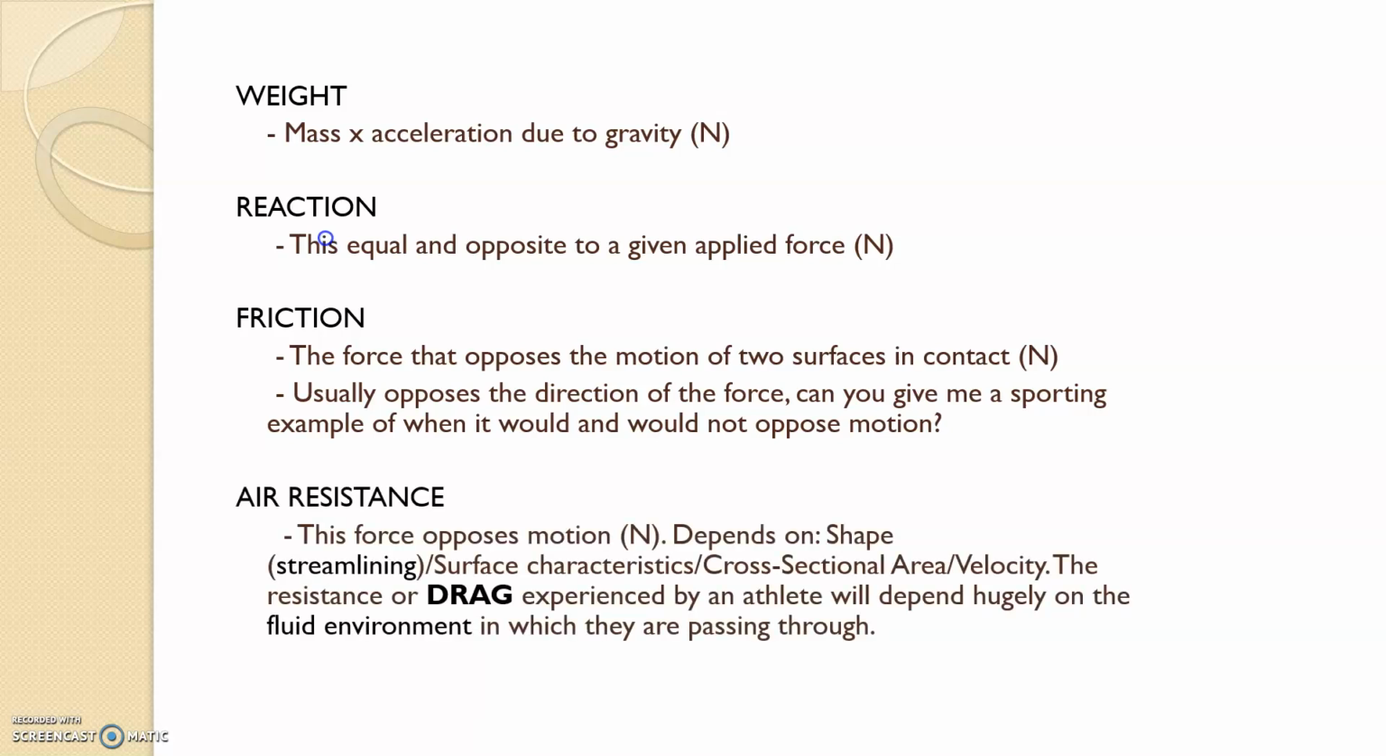Air resistance, this force opposes motion. So if you think about a parachutist, it depends on the shape or streamlining effect of that body. The surface characteristics, like a golf ball, if you've got those little dimples, they create pockets of air and in fact make it less air resistant and therefore travel a lot further. However, if a golf ball is completely smoothed off, it would not travel as far. True fact, please look that up and research.